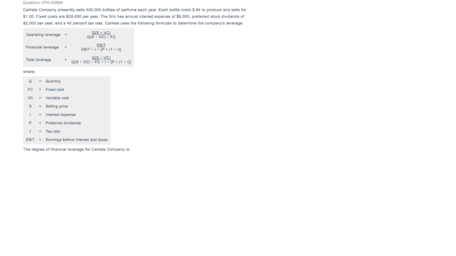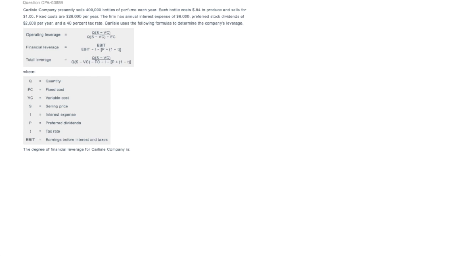So here we have the Carlisle Company, who currently sells 400,000 bottles of perfume each year. Each bottle costs 84 cents to produce and sells for $1. Fixed costs are $28,000 per year. The firm has annual interest expense of $6,000, preferred stock dividends of $2,000 per year, and a 40% tax rate. Carlisle uses the following formulas to determine the company's leverage. It then presents us with multiple formulas and the definitions for each of the variables within the formulas. It then asks us to determine the degree of financial leverage for the Carlisle Company.